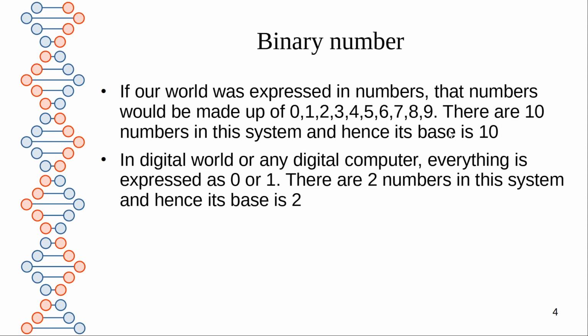That is what we learn in school. But computers do not understand decimal numbers. Those decimal numbers have to be converted to binary numbers, which are in terms of zeros and ones. So every decimal number has some binary number equivalent.